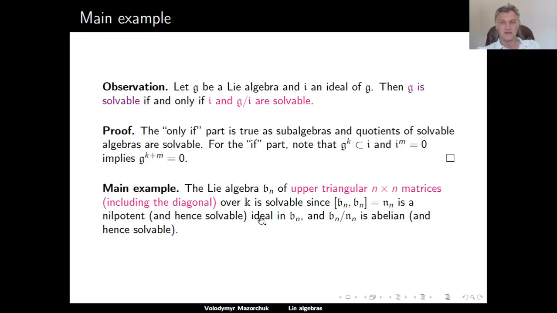Moreover, n being the derived algebra of Bn is an ideal of Bn, and the quotient is clearly abelian because we factor out all commutators. And any abelian algebra is solvable. So this commutator, n sub n, is an ideal of Bn, which is itself solvable because it is nilpotent, and the quotient is solvable because it is abelian. So the algebra Bn is solvable by our observation above.